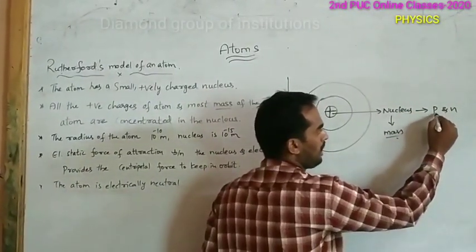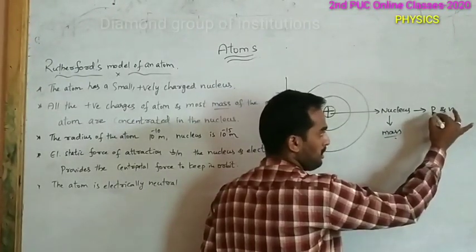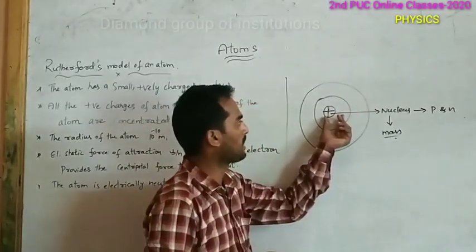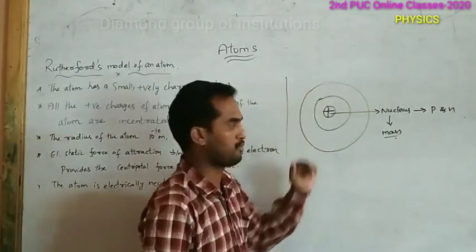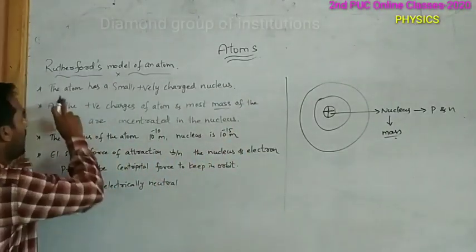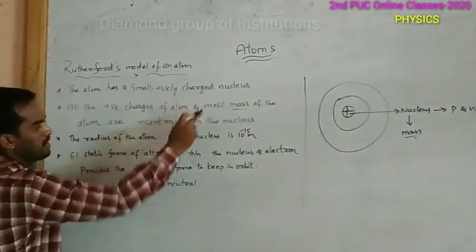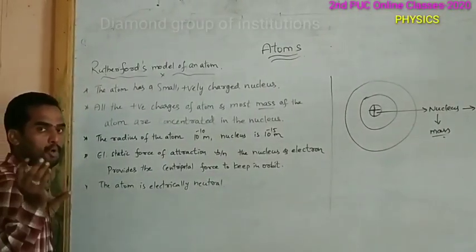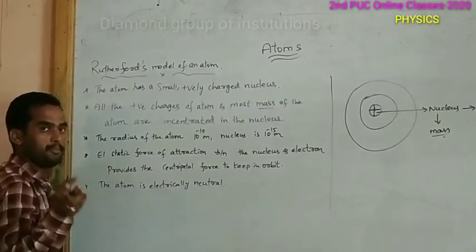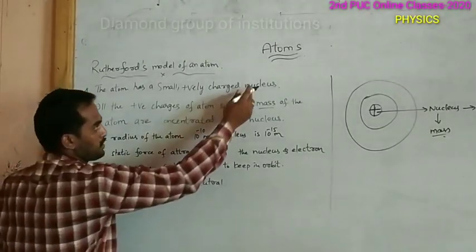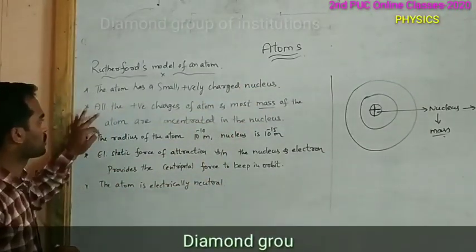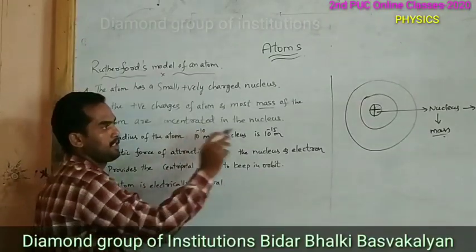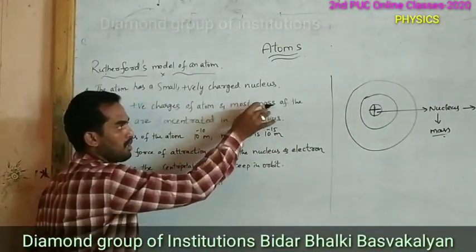So both are having the mass. So that's why the mass becomes heavier in the nucleus compared to the electrons which are present outside. See the first point, the atom has a small positively charged nucleus. Means atom has positive charge, and that positive charge, the particle, is called what? Nucleus. And all the positive charge, how much may be the positive charge in an atom? That is always at the center, and most of the mass of the atom.